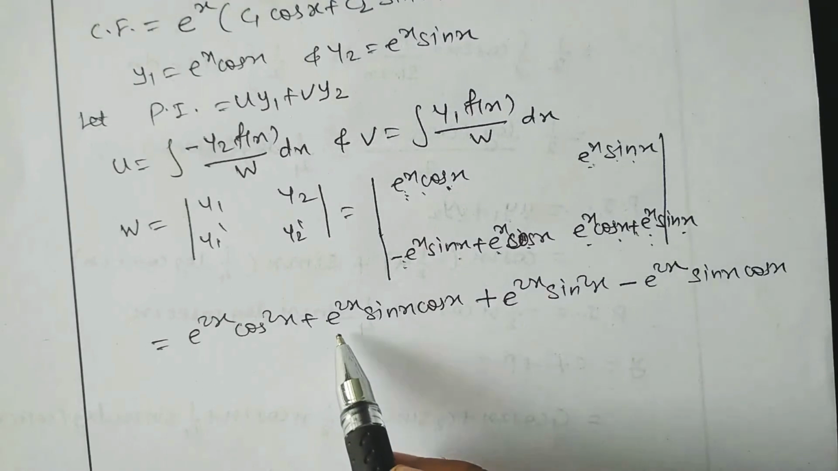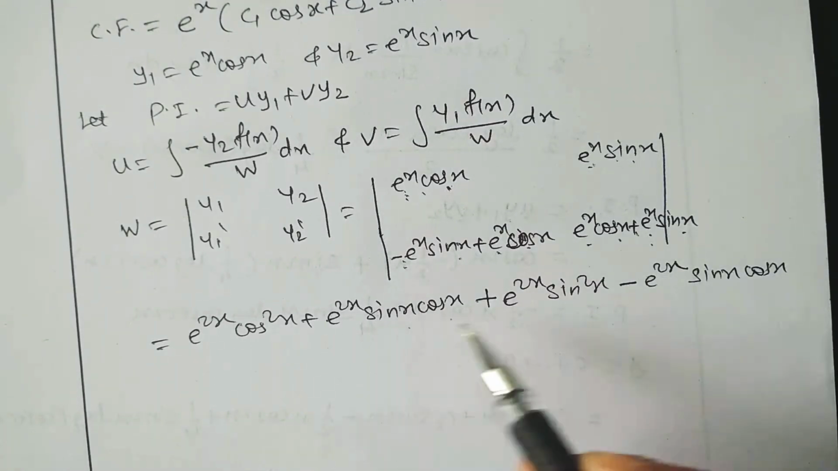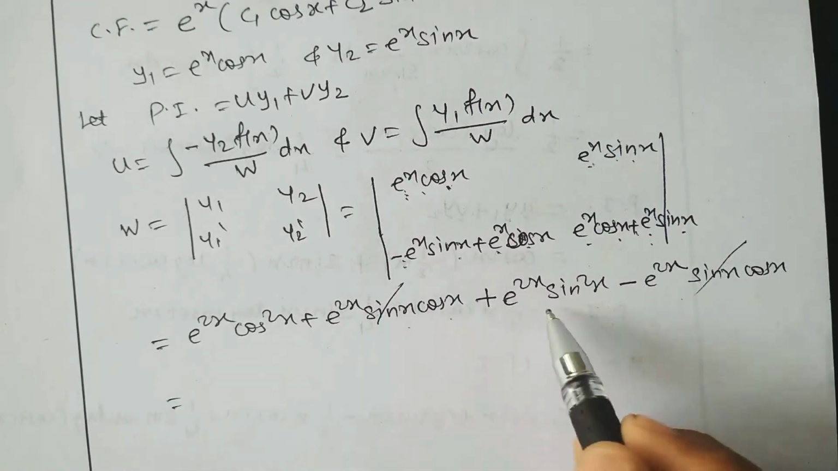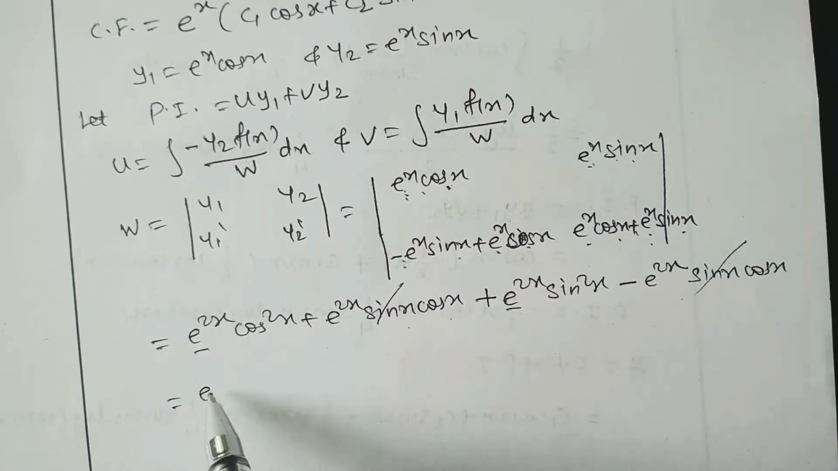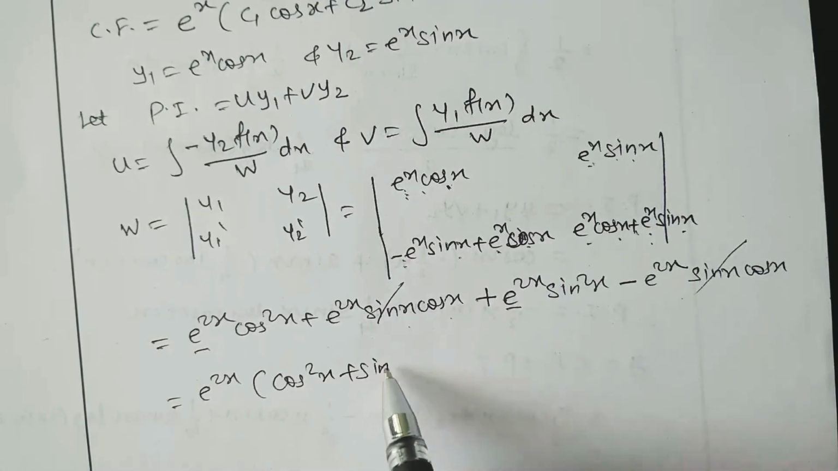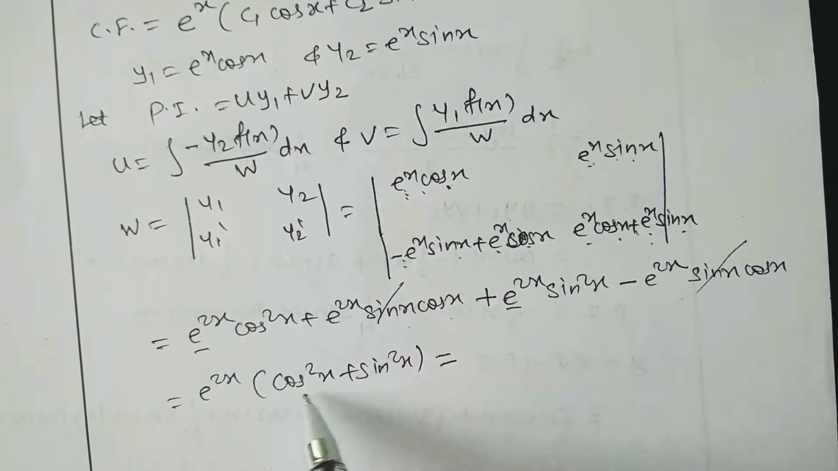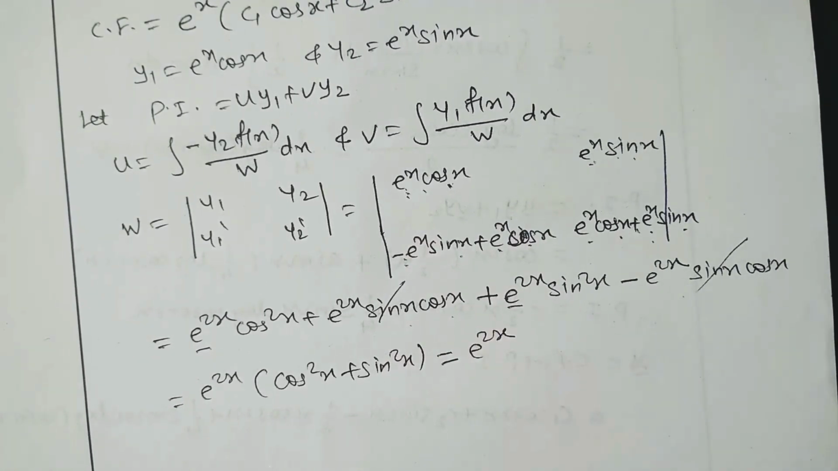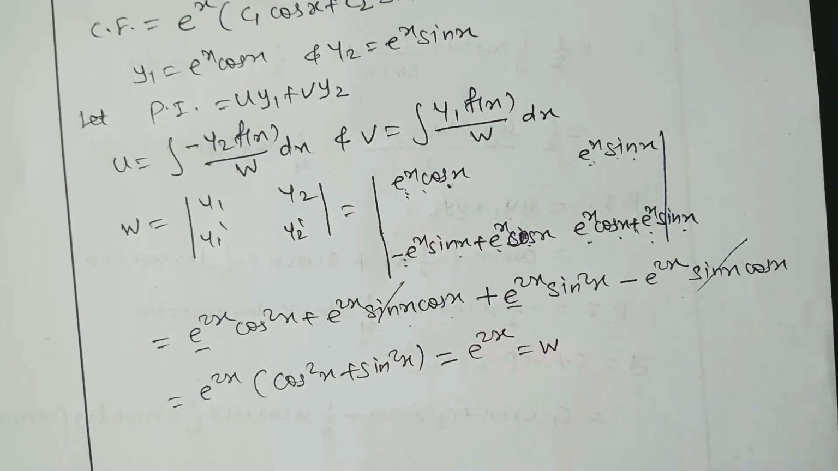Now this plus e raised to x sin x cos x and this minus e raised to x sin x cos x get cancelled. In the remaining two terms we can take e raised to 2x common. In the bracket we will get cos square x plus sin square x. We know that the value of cos square x plus sin square x is 1. So we will get e raised to 2x, that is the value of w.